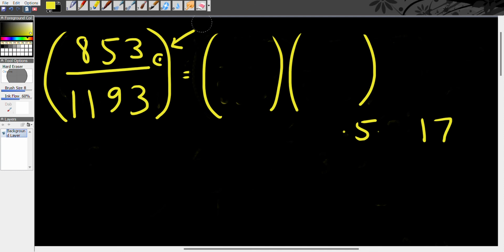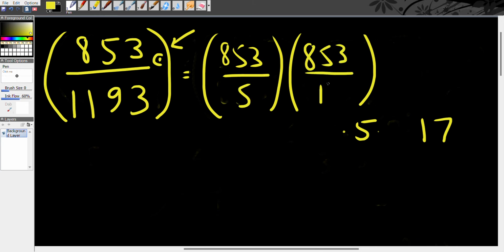So really, this is 853 over 5, 853 over 17. This is 3 over 5. And when you do many Legendre symbols, you're going to know that the 3 over 5 Legendre symbol is -1. And then 853 divided by 17, let's do that one as well.